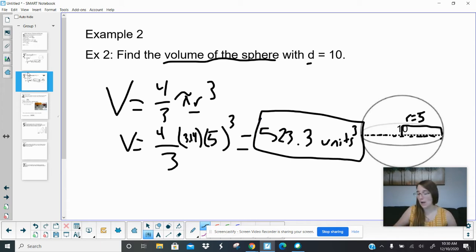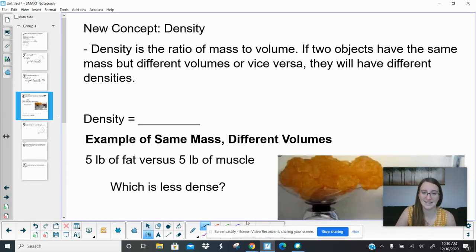Okay, we have one new topic we're going to learn here now that we have all of our volume formulas. This last topic is density. So density is the ratio of mass to volume. This explains why two objects can have the exact same mass, but different volumes. So one can be smaller and one can be bigger.